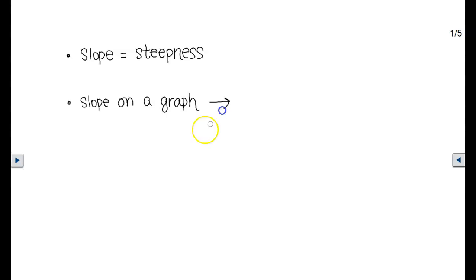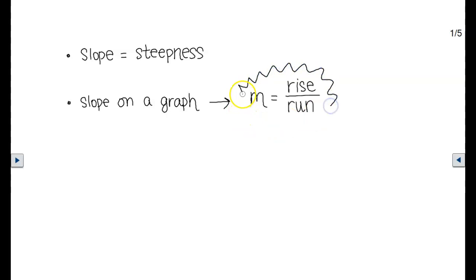Now, when we're doing slope on a graph, I want you to remember that slope is represented by the letter M. And we learned this little definition. M is equal to rise over run. So slope is equal to rise over run. That is the definition that we need to remember when we want to find slope on a graph.